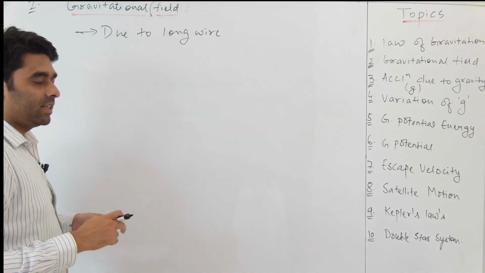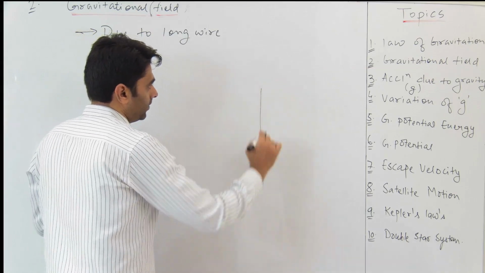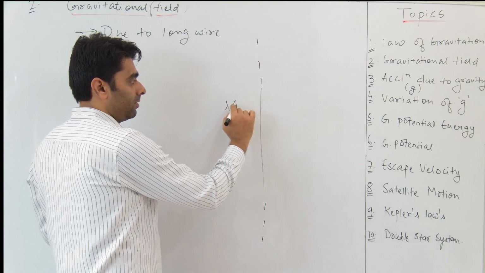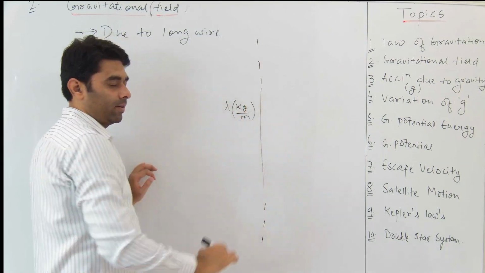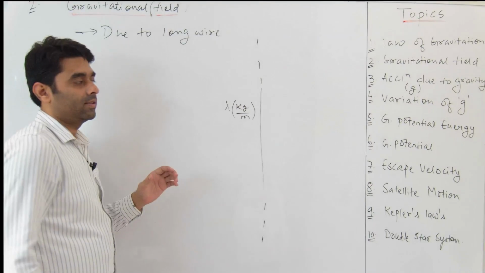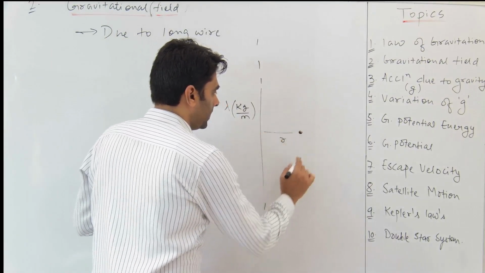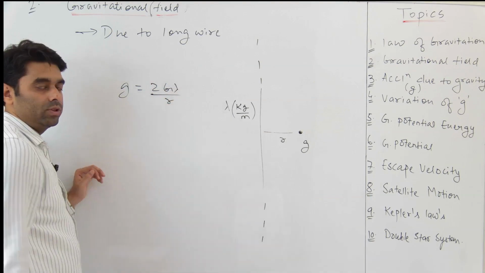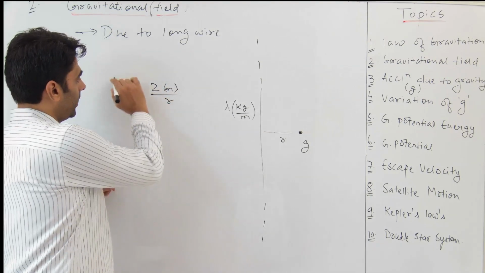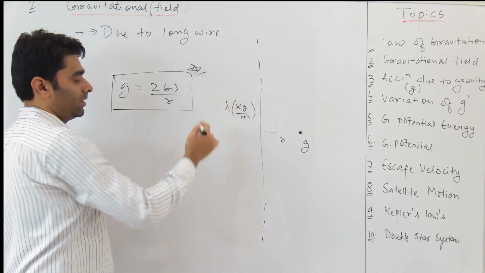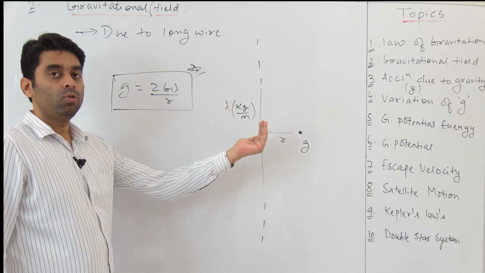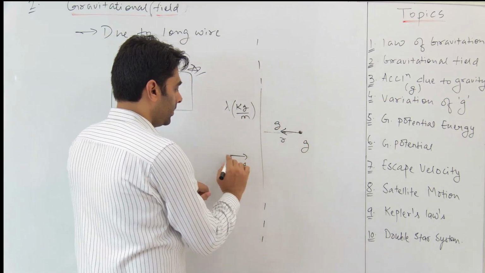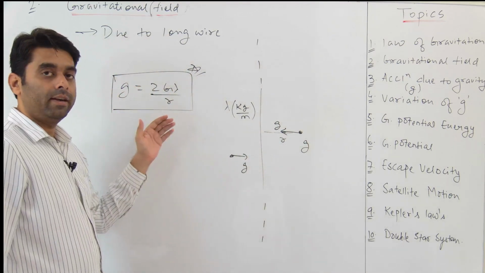So, gravitational field due to a long wire. Let's consider we have a wire whose mass density is lambda. Mass density lambda will be kg per meter, and they are asking us the gravitational field at a distance r. So at a distance r, the gravitational field G is given as 2G lambda by r. Please keep this result in mind. Gravitational field due to a long wire at a distance r is 2G lambda by r. It will obviously be towards the wire. At this point also it will be towards the wire. Magnitude will be 2G lambda by r, and it will be towards the wire.